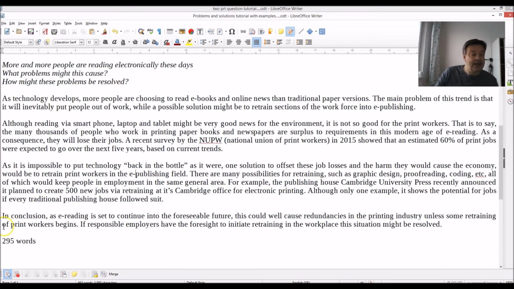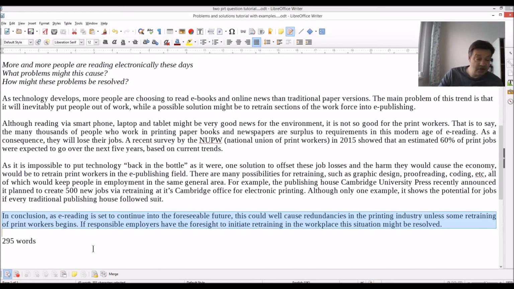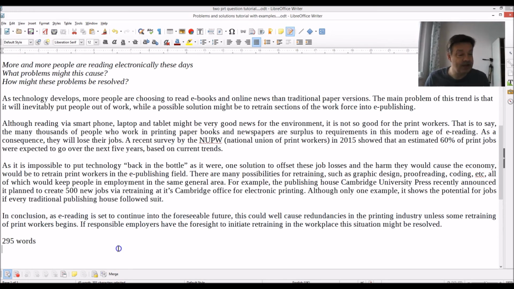Okay. Conclusion. In conclusion, as e-reading is set to continue into the foreseeable future, which it obviously is, this could well cause redundancies in the printing industry unless some retraining of print workers begins. If responsible employers had the foresight to initiate retraining in the workplace, this situation might be resolved. 295 words. So, again, that's not bad.